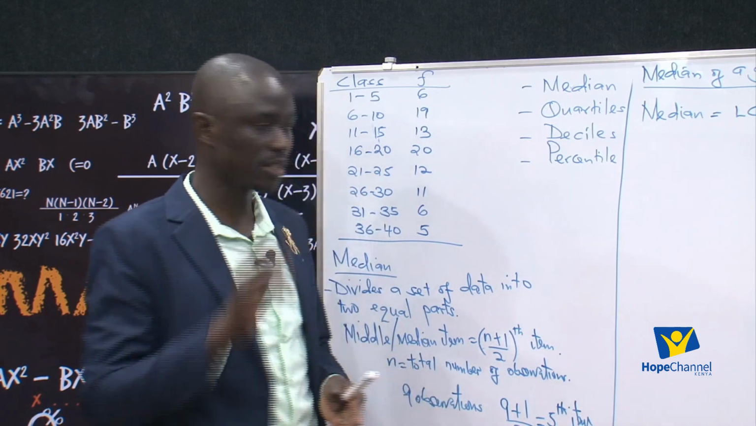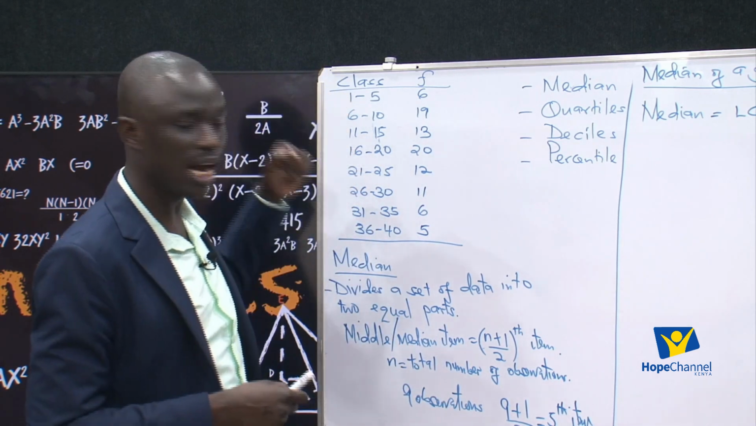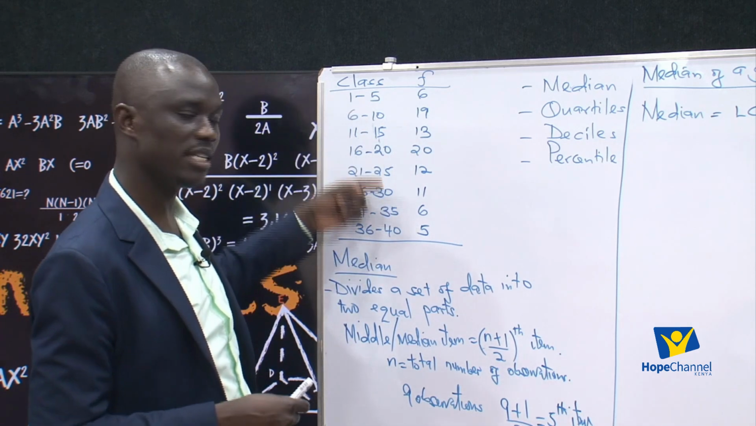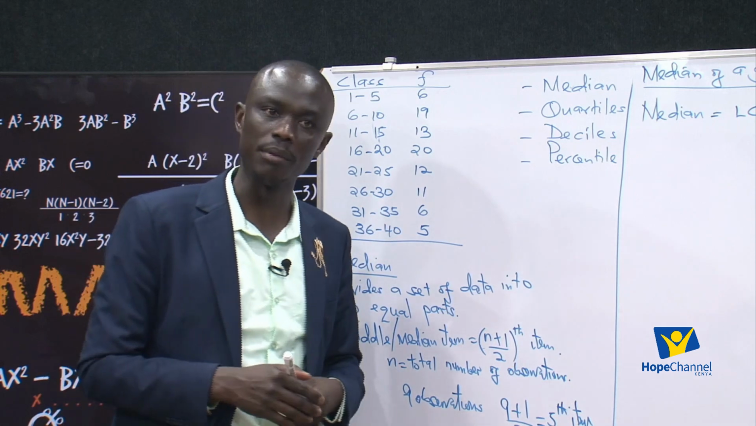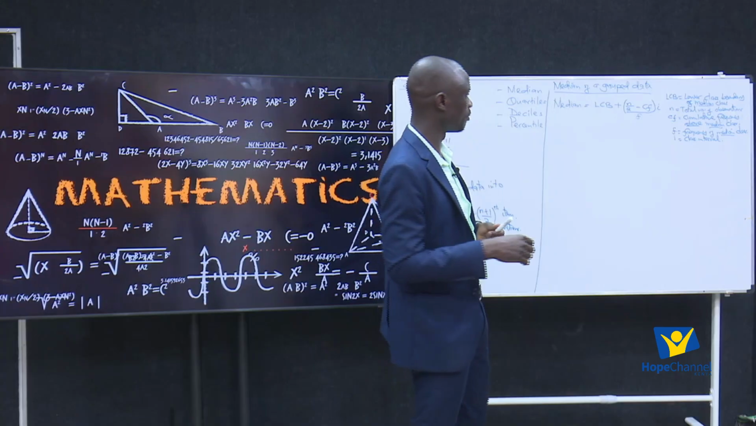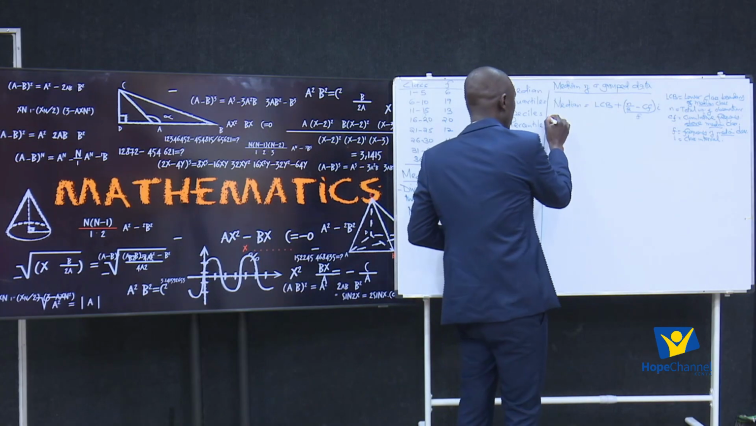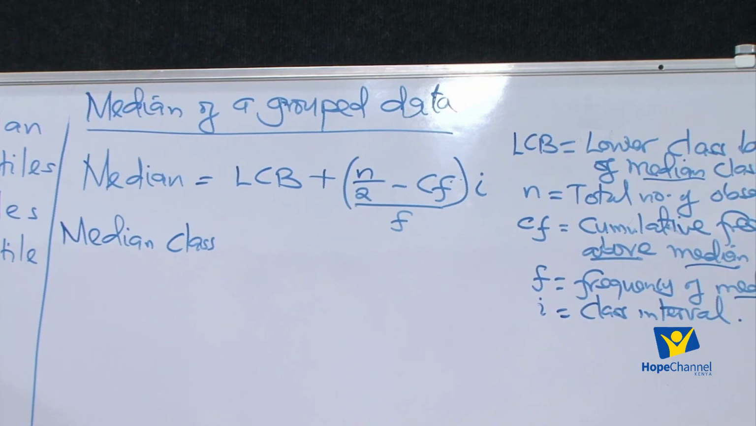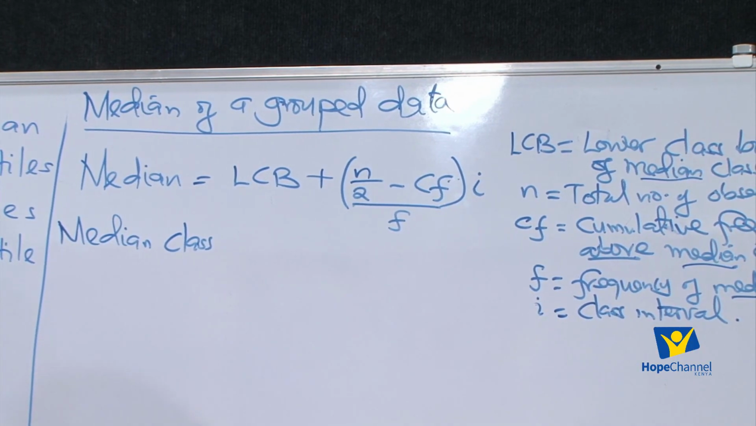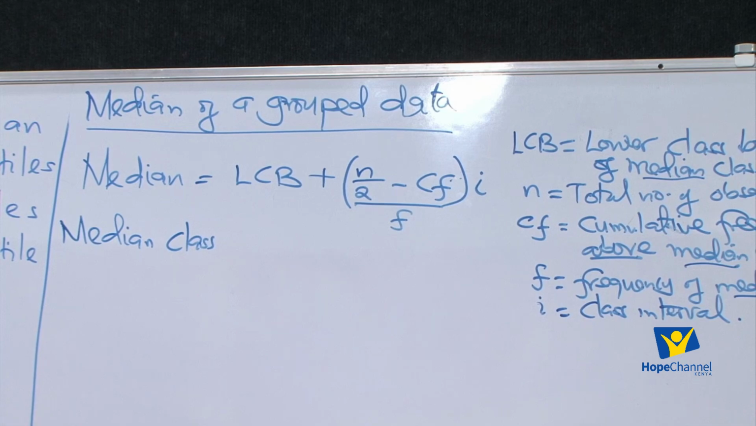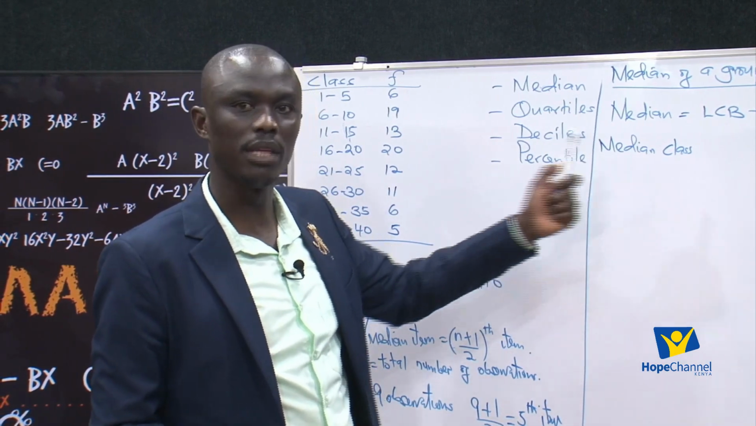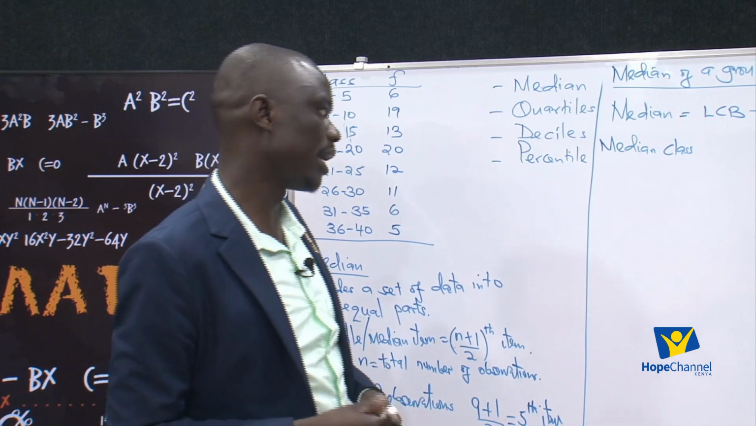But now the biggest question is, which class? How are we going to pick which class is in the middle? We don't do it randomly. We have a formula of doing that. So the first thing you're supposed to do when you are calculating the median is to find the median class. So how do we get the median class?